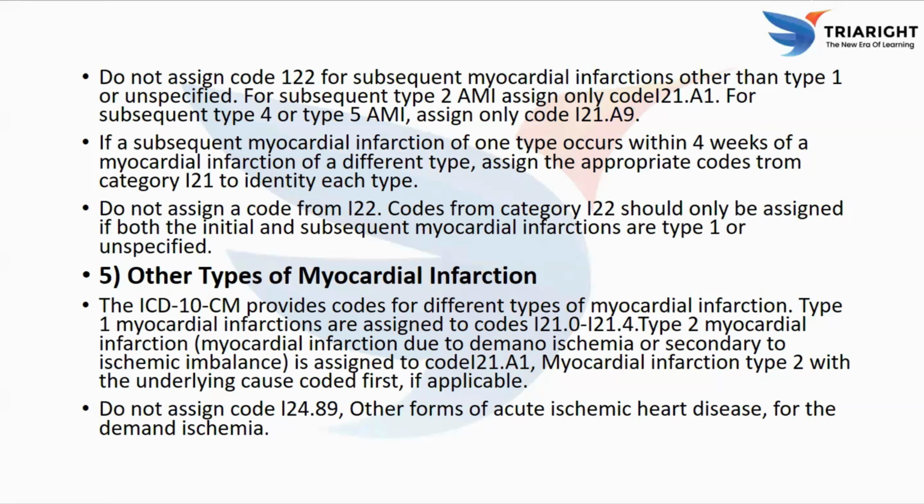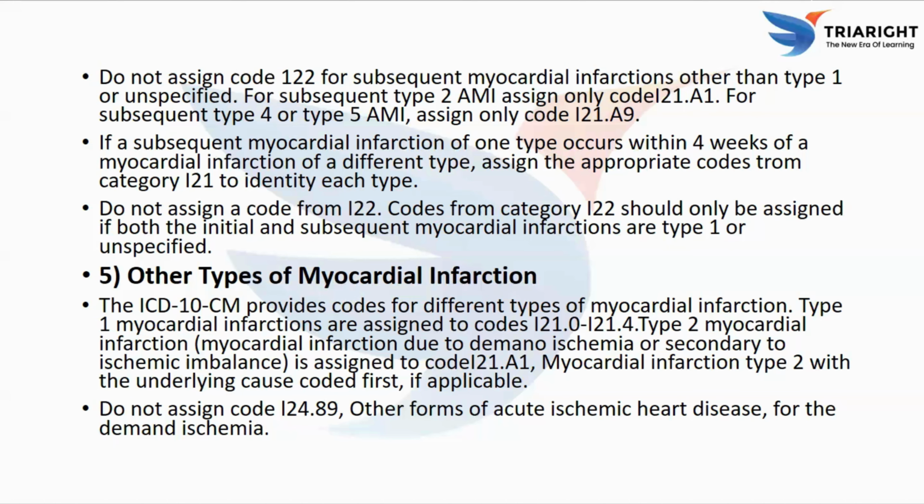When should you not use the category I22? I22 is meant for subsequent MI, right? Category I22 is only for type 1 or unspecified MIs. You must not use I22 for other types like type 2, type 4 or type 5. If it's a type 2 MI, you use I21.A1. If it's a type 4 or type 5 MI, you use I21.A9. For example, if a patient has a new type 2 MI within 4 weeks of the first one, you still use I21.A1 but not I22. There is a difference, okay?